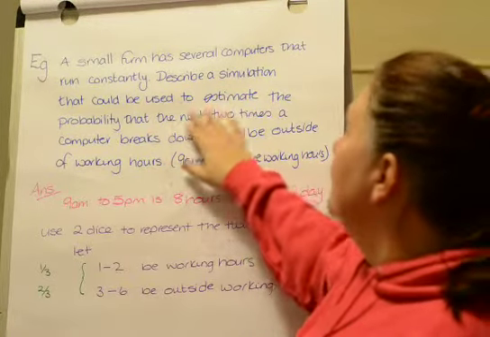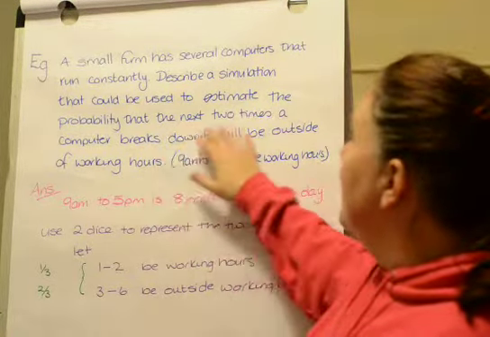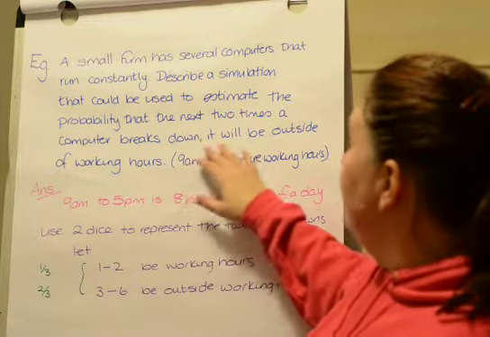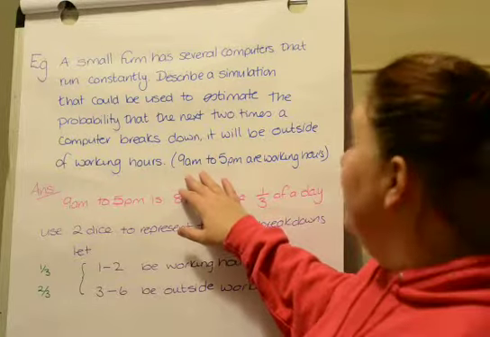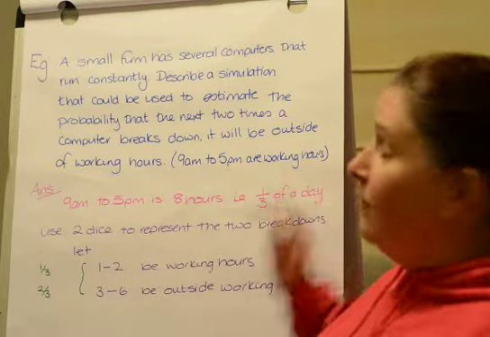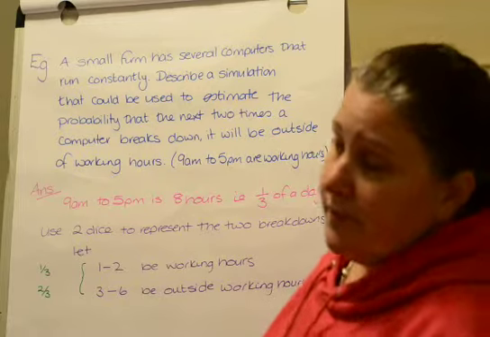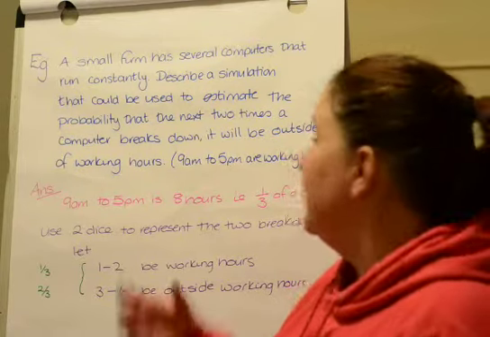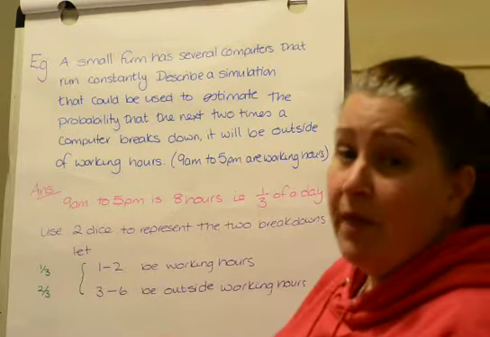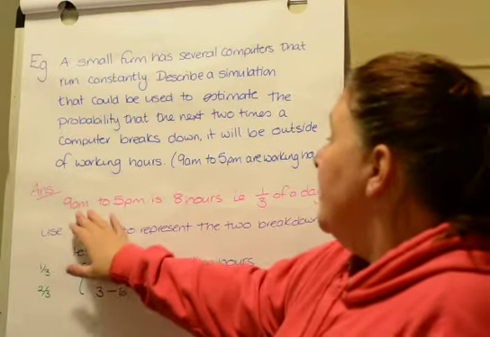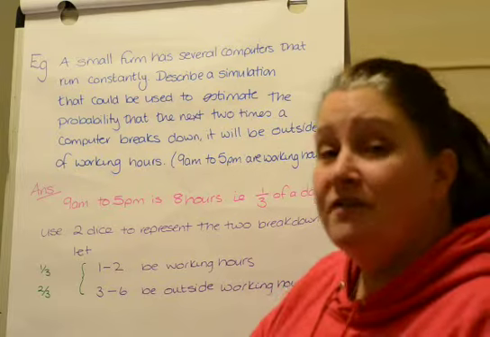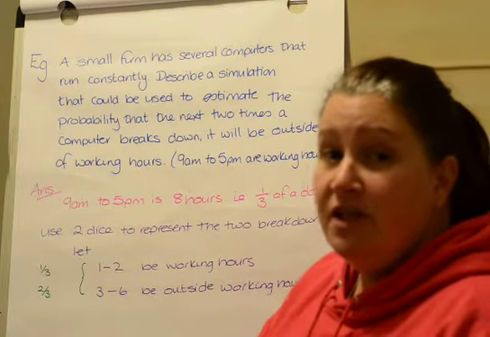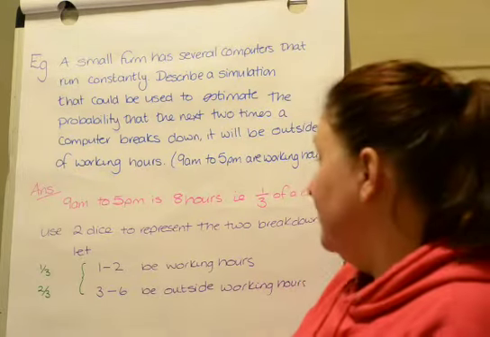Describe a simulation that could be used to estimate the probability that the next 2 times a computer breaks down, it will be outside of working hours. It says here in the question that 9 till 5 are working hours. Well, we need to elicit some of the key points from that question. So 9 AM to 5 PM is 8 hours. So that's 1/3 of a day that the office is being used, and that is deemed working hours.